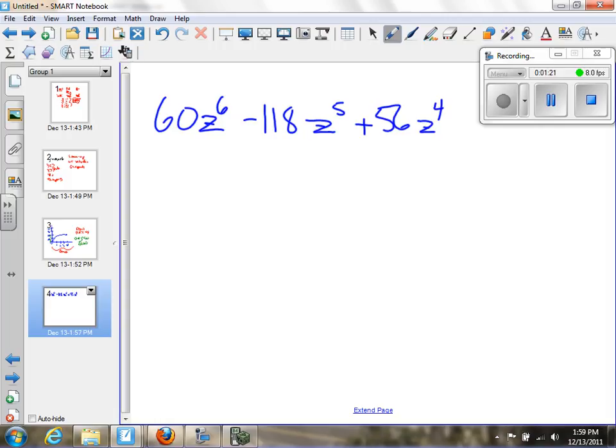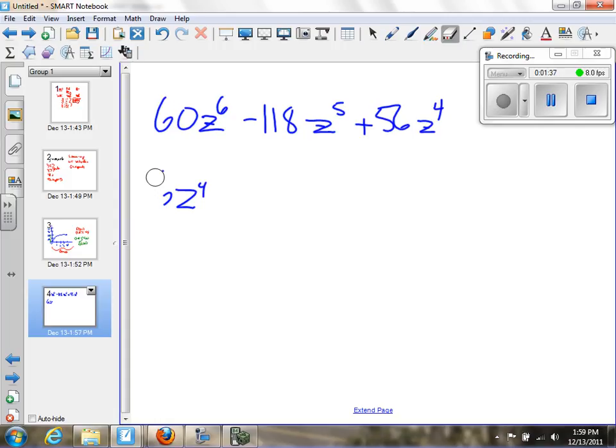And what else can I pull out of this? Z to the 4th, right? So let's try that. If I go 6z to the 4th, 6 isn't going to work because it doesn't divide by 100. It doesn't? Okay, I was taking a guess.